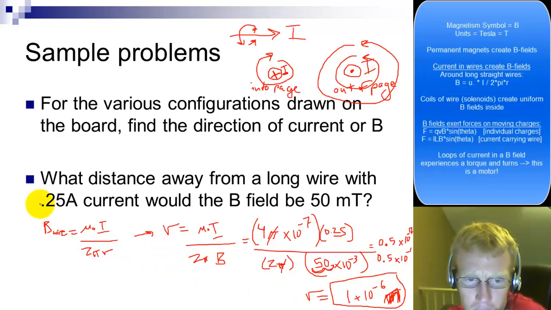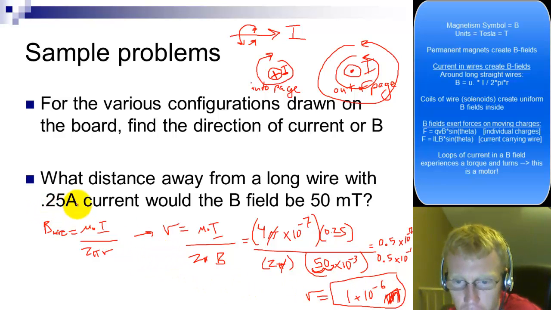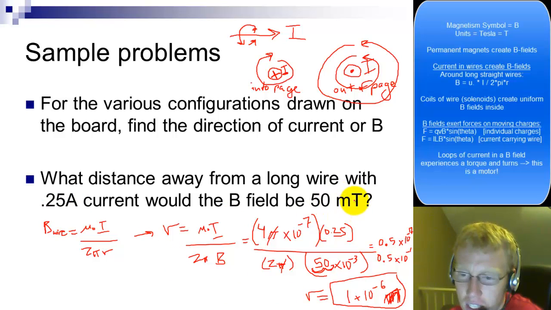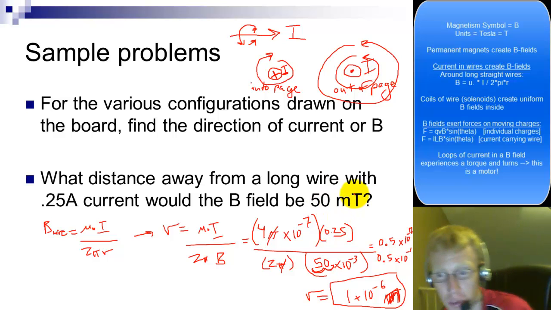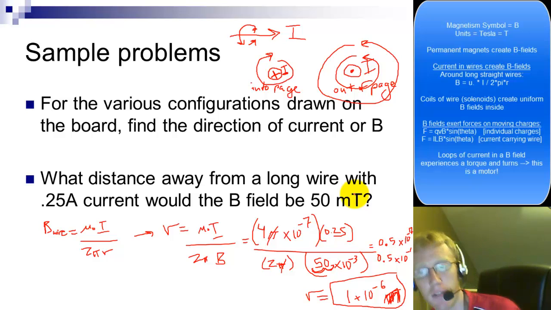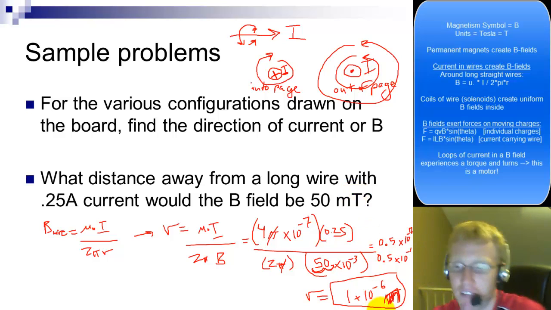We want to use only 0.25 amps, which is a low current, and we want to have a 50 millitesla magnetic field, which is actually pretty strong. Remember, the Earth's magnetic field was in the microtesla range, so the millitesla range is about 1,000 times stronger. So we're actually going to have to get really, really close to that wire to have such a strong field.